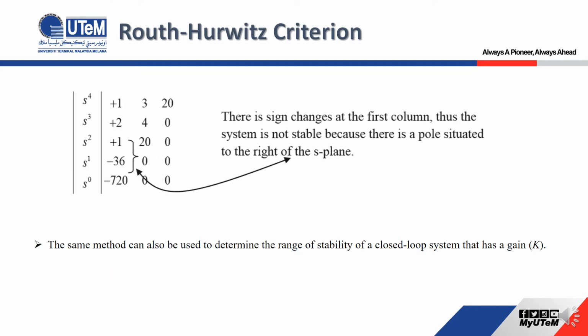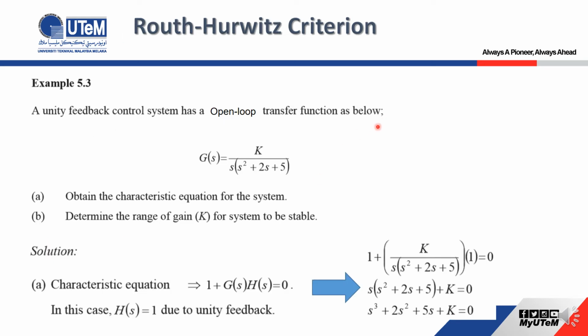So the same method can also be used to determine the range of stability of a closed loop system that has a gain K. So now let us look at an example of how we can analyze the system with unknown K value. K value means gain for the system.